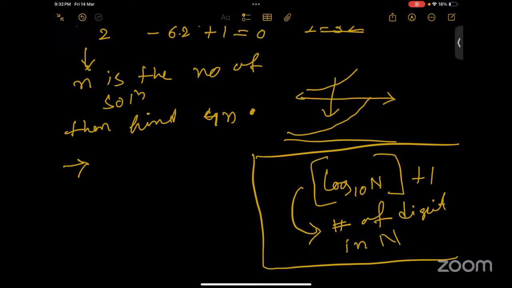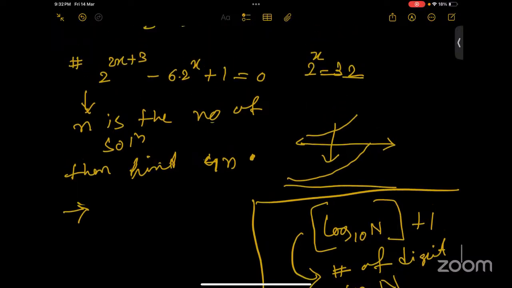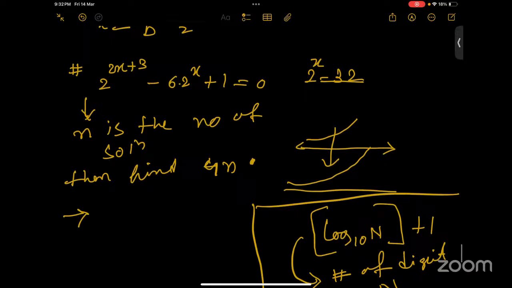Will we get two solutions? N is the number of solutions, so you are finding n equals 2. Yes, ma'am. Okay, let us check. n equals 2. What about others? I'm waiting for some more time. Ma'am, I'm getting only one solution, minus half. Okay, let us check.